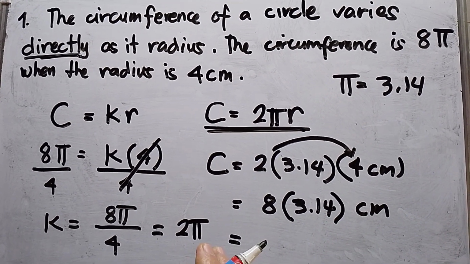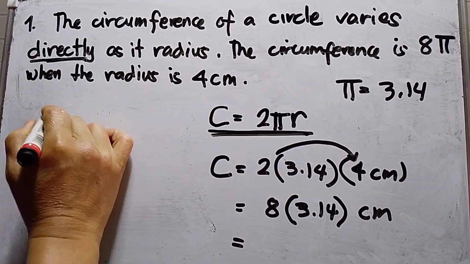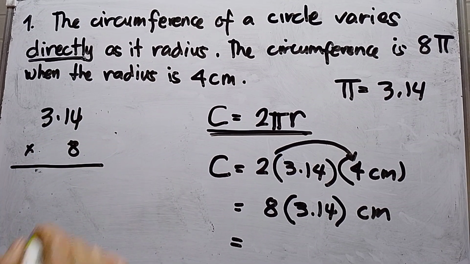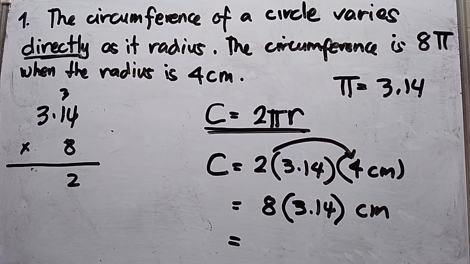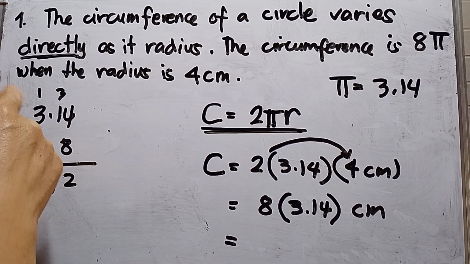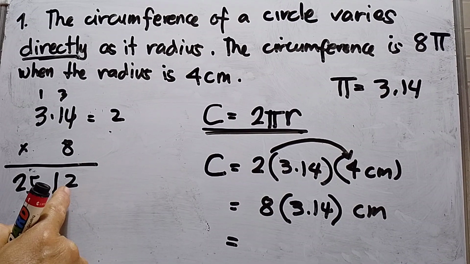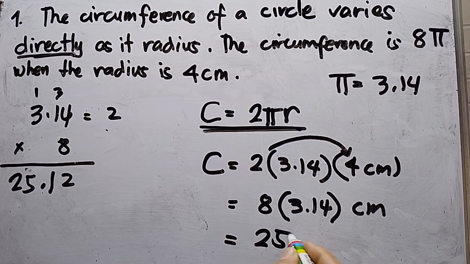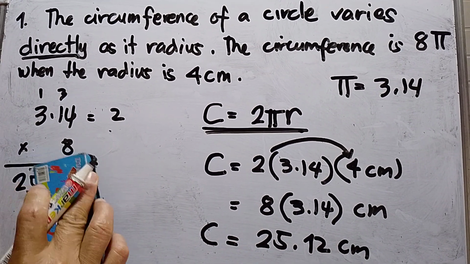So I will multiply, or calculate, 3.14 times 8. So 4 times 8 is 32, carry 3. Then 1 times 8 is 8, plus 3 is 11, carry 1. 3 times 8 is 24, plus 1 is 25. Now I have 2 decimal places, so I have to start from the right: 1, 2. So my answer is 25.12 centimeters. So that's for number 1 example.